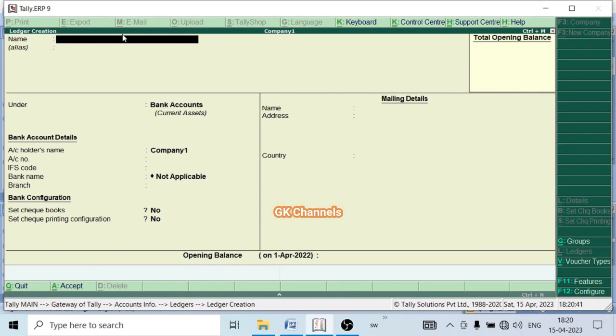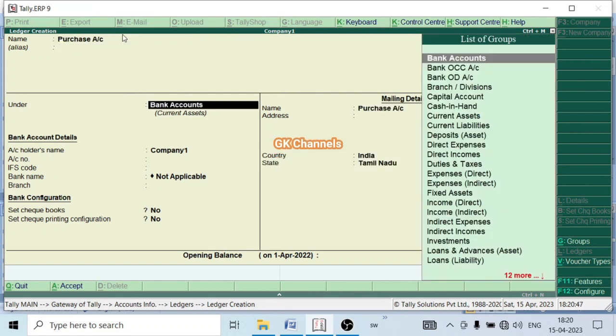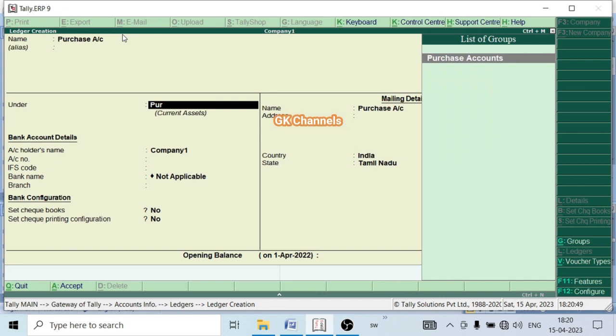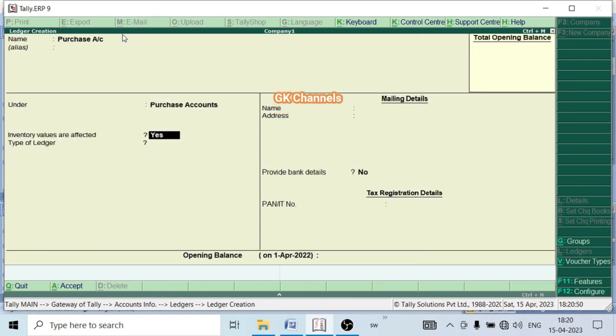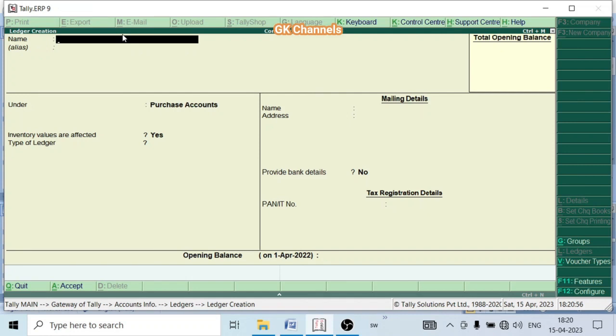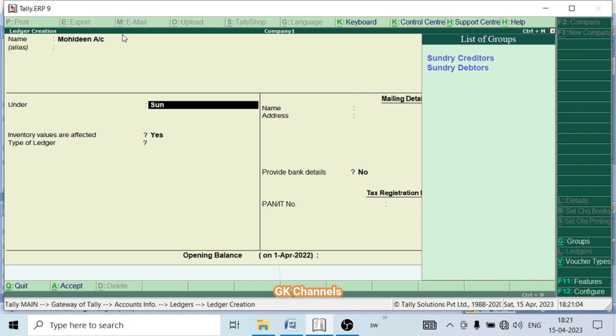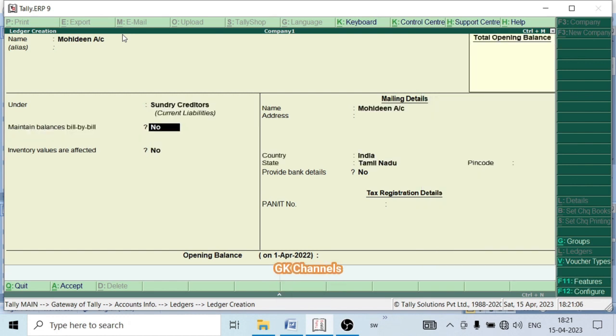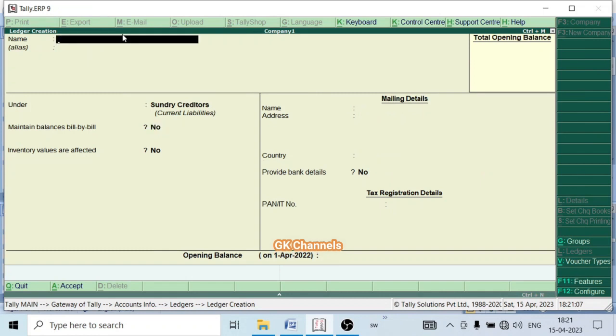Second ledger, purchase A/c under the group purchase accounts, and I am giving Control A to accept. Third ledger, Mohideen account, I am giving the ledger name as Mohideen A/c under sundry creditors. Control A to accept or save.